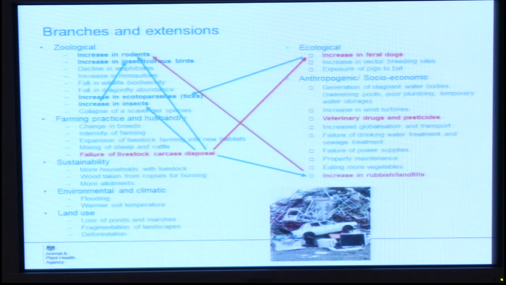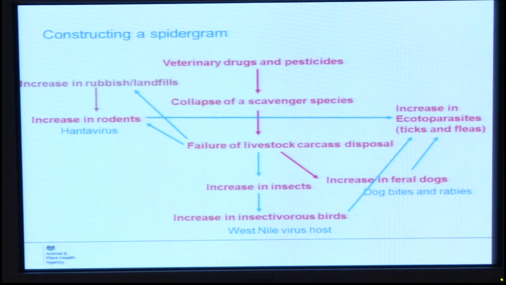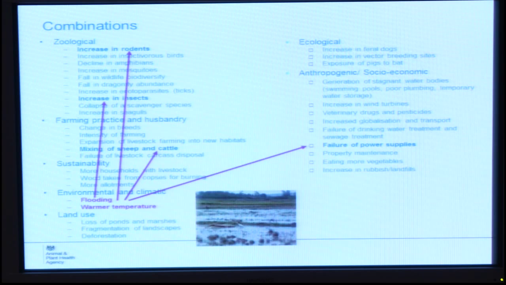So if you're getting cattle carcasses piling up, you're going to have other things happening, not just increase in dogs, but you might get pressure on landfill sites, you might get more seagulls, more rodents, increase in insects. So you can put them in as your branches and extensions. And one thing I'm really keen on is combinations of events. And following on from the glacier one in South Georgia, I always like looking at environmental and climatic. So I would build in here flooding and warmer temperature.